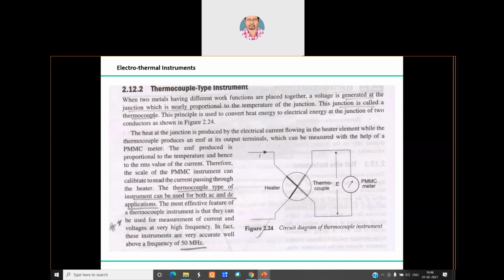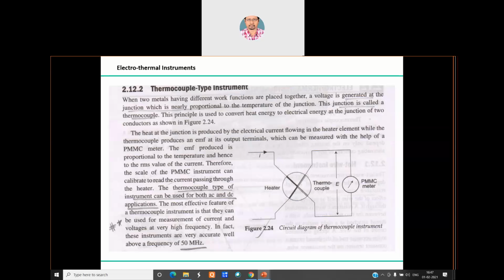Okay, so the heat at the junction is produced by the electrical current flowing through the heating element, while the thermocouple produces the EMF at the output terminal, as you can see over here, which can be measured easily with the help of a PMMC device. So these thermocouple type instruments can be used for both AC and DC measurement, and the most advantageous feature is that you can measure the value of AC current or voltage even of a very high frequency, even up to the megahertz range. Typically, even up to 50 megahertz.